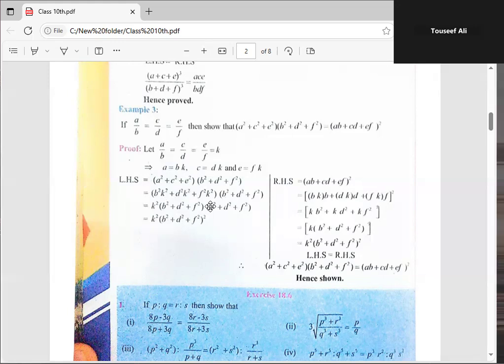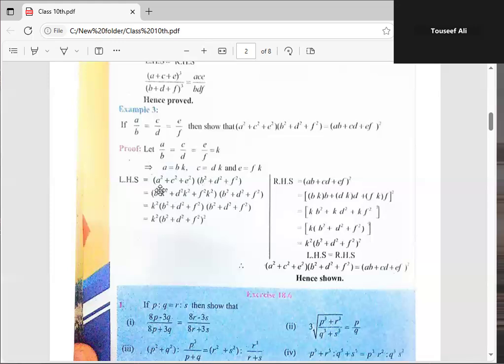Now by using the k method, we will let all these terms equal k. After equating, a equals bk, c equals dk, and e equals fk. These are the values of a, c, and e. Now we will consider its left hand side, and in the left hand side we will replace the values of a, c, and e that we have already found. So in place of a there is bk, in place of c there is dk, and in place of e the value is fk. So a square means b square k square, c square means d square k square, e square means f square k square, and b, d, f will remain as they are, because we don't have values of b, d, and f.